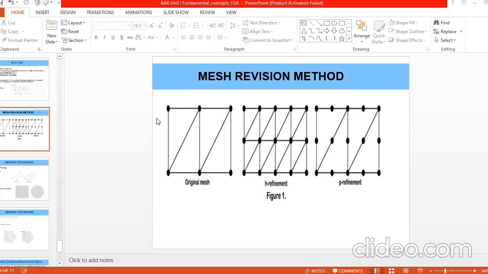Okay, so the first diagram represents your original meshing. The second image represents H refinement. H is for the linear dimension that characterizes the size of the element, and H refinement consists of subdividing elements of the same type as shown in the figure. The size of the element may be the square root of the area or the cube root of the volume.